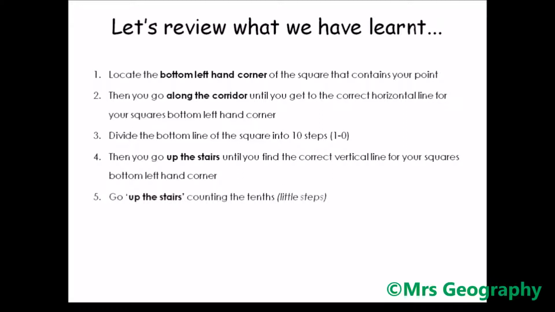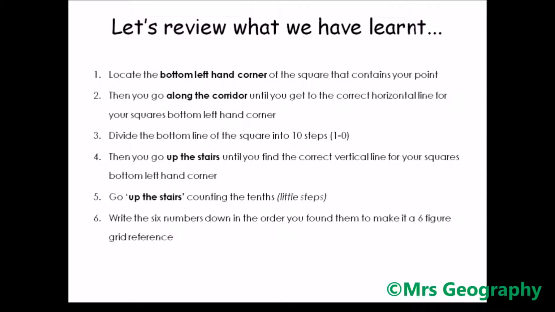From the bottom left hand corner, you then need to go up the stairs in 10 little steps. So you need to divide the line again into 10. Remember to divide it maybe in half so you know it's going to be above or below 5, and find the point that it is closest to in those little steps. Once you've done all the steps, write the 6 numbers down in the order you found them in, and this will give you your six-figure grid reference. Remember, you always have a little bit of leeway by 1 or 2 points when it comes to finding a six-figure grid reference.